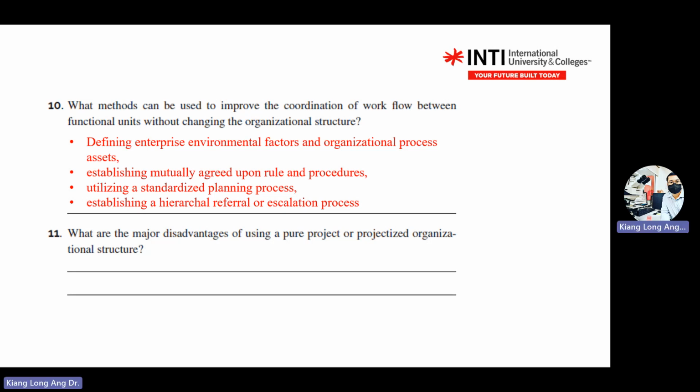One thing won't go wrong: you use the word standardize. There's a standardization of something. You want to do coordination. Every time you see a question that asks how you solve workflow or something, use the word standardization. On what? On the planning process, on procedures, and processes and so on.